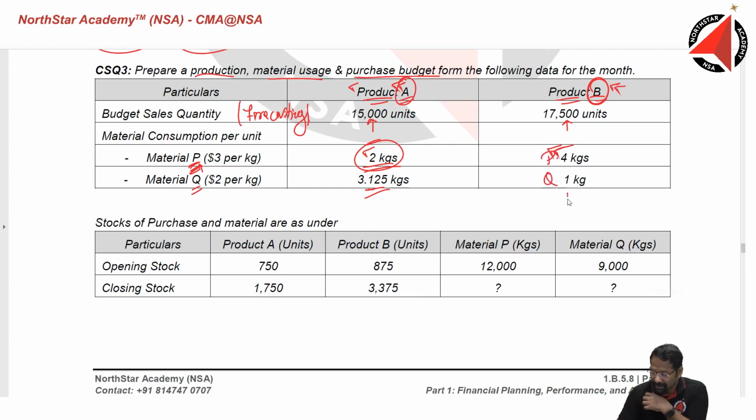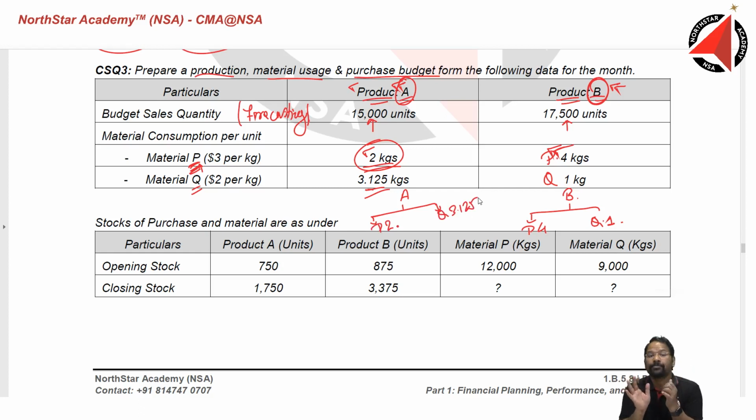So, I can make a flow chart. For B, I need P and Q. How much P? 4 kg. And how much Q? 1 kg. Similarly, to make A, I need raw materials P and Q. How much P? 2 kg. How much Q? 3.125 kg. Fine? Comfortable? So far clear? Good. Stock of purchase and material is given.